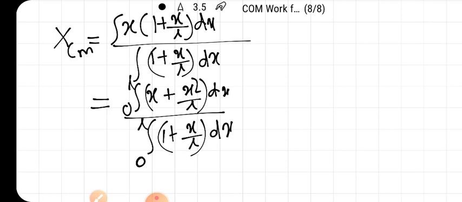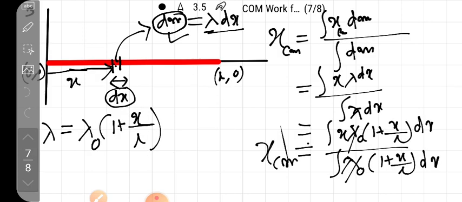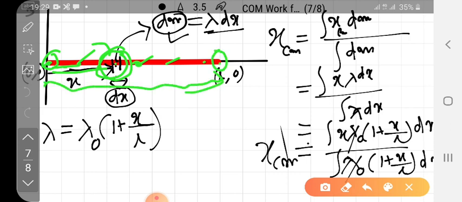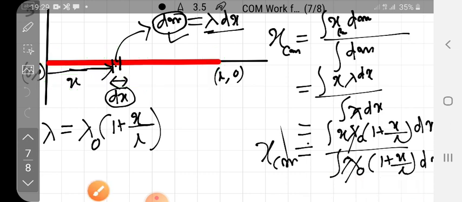Why 0 to L? We have taken this element randomly at a distance x, and it can be anywhere along the rod. If the element is at the origin, x equals 0. If it is in the middle, x is L by 2. If it is at the far end, x is L. If I integrate from one end to the other completely, I consider all the elements.